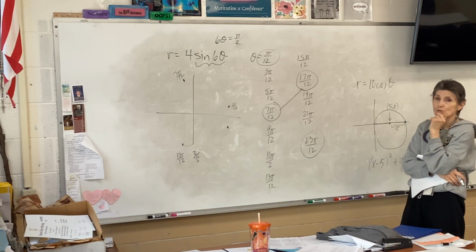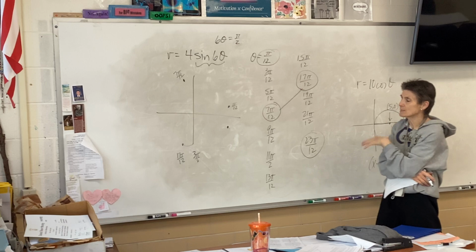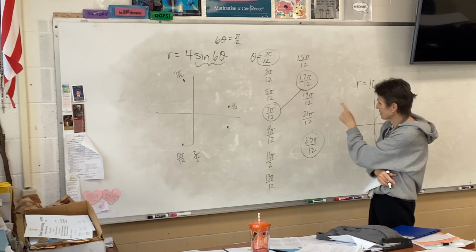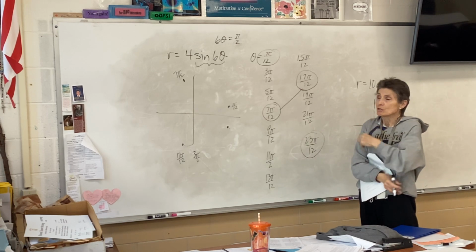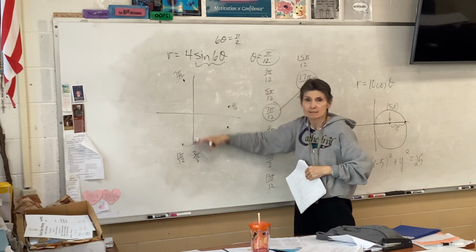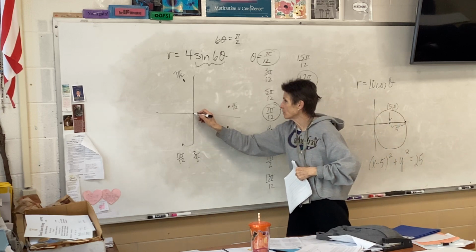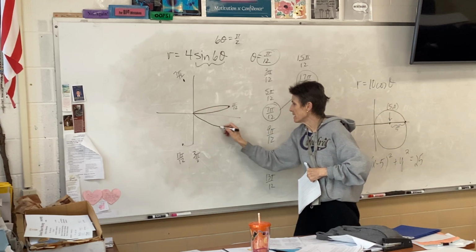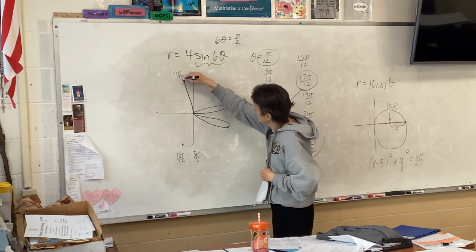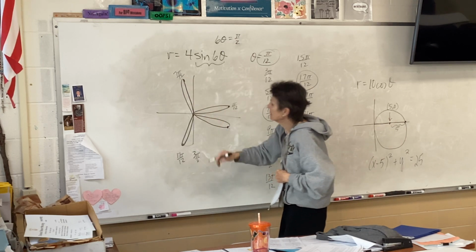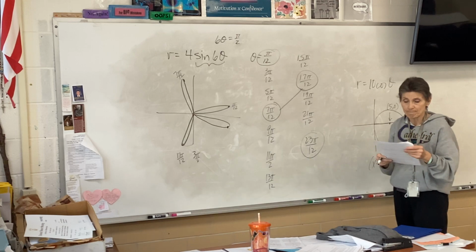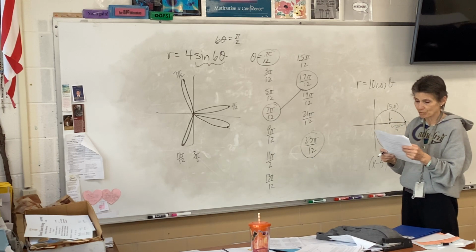So it looks like that's a true statement. I haven't tried every single one, but it looks like they're all going to match up nicely. So we have symmetry across the polar axis. In other words, this leaf has a mate right here, and this leaf has a mate right here, and so on and so on. All right, so that one's true.